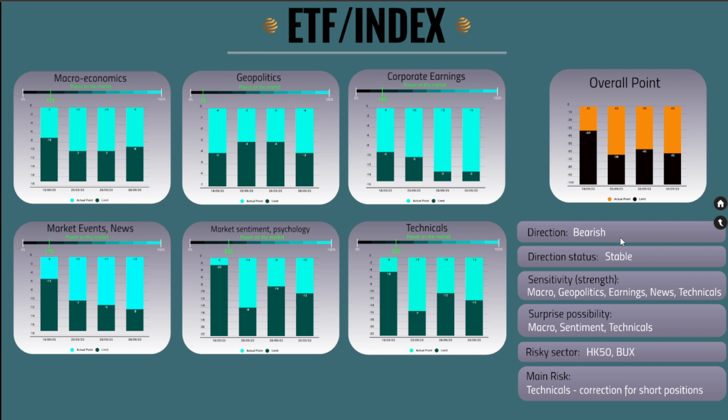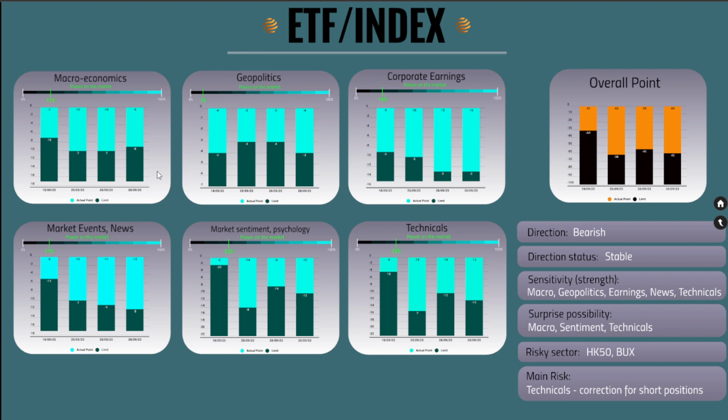The strength of the market is coming from the macroeconomic area, the geopolitics area, earnings, news, and technicals. And the surprise possibility can come from macro, sentiment, and technicals. That's because we did not use the full power in those drivers. So, for example, we got much more power left to use in case we get very negative macro data. And it will be very interesting to see if it plays out. But it's still a very negative market.